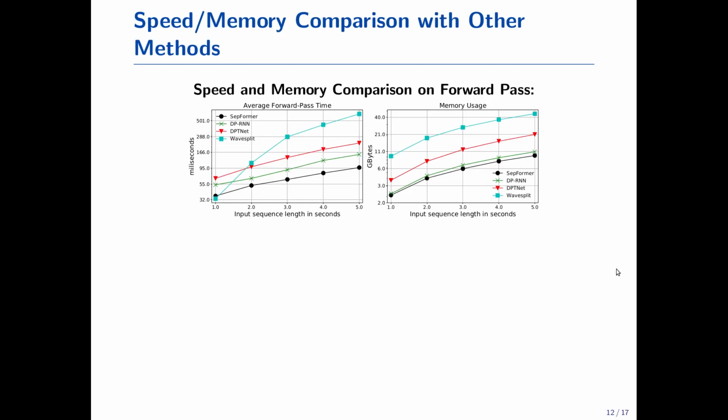All right, and with that, let me talk about the speed and memory comparison with other methods. So in terms of average forward pass time, as you can see, here the x-axis is the input sequence length, and the y-axis on the left plot is the time required for the forward pass. We see that our model is faster in inference time, and in terms of memory usage, we see a similar trend. It's more efficient in terms of memory usage, mainly because the model is able to obtain these good results with a large stride factor.